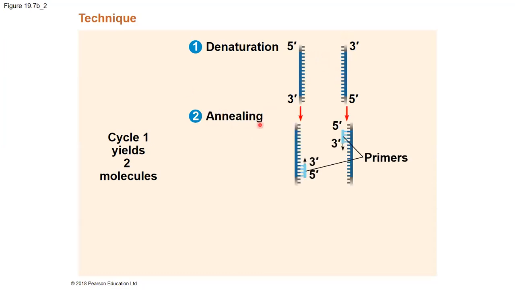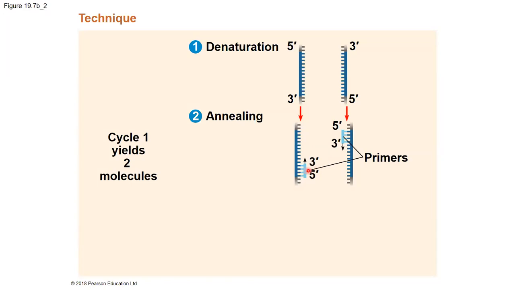Annealing, during this step, primers will anneal to the target sequence. Each primer will bind to one of the strands, and both primers will not bind at the same location. Each primer will bind to one end of the target sequence.